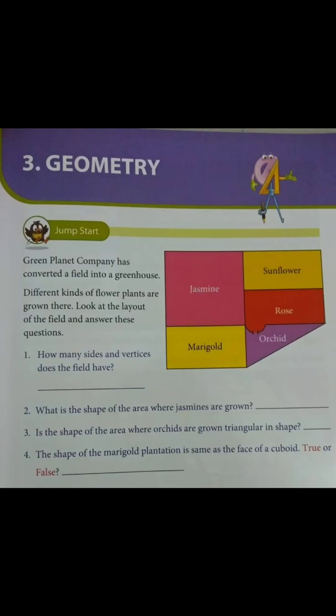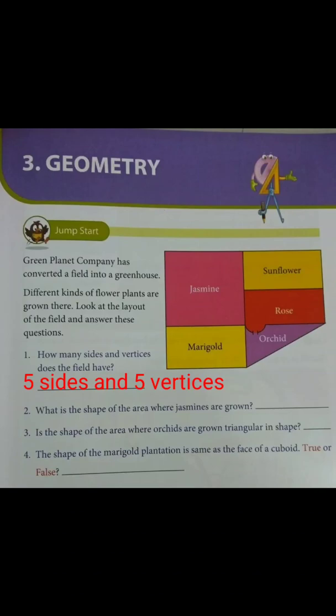Number 1. How many sides and vertices does the field have? How many sides of this layout? Let's start counting. Number 1, 2, 3, 4, 5. But what is vertices? Vertices means each angular point of the figure. So here we have to write 5 sides and 5 vertices. Let's move to the next question.